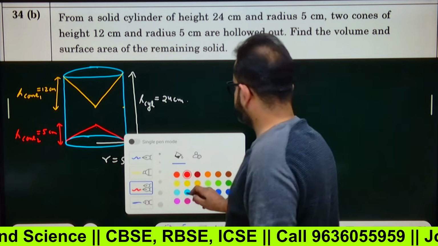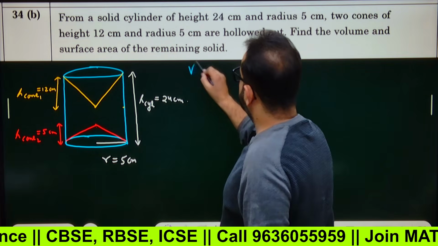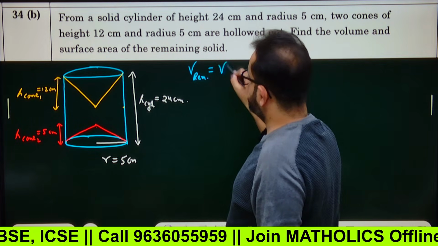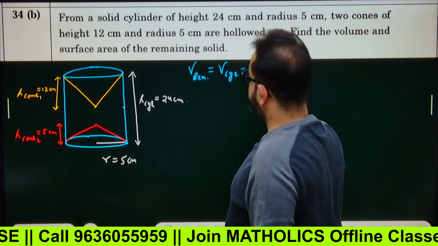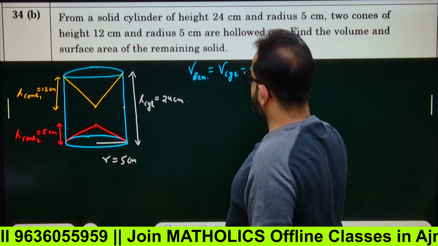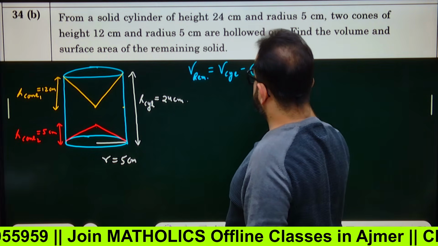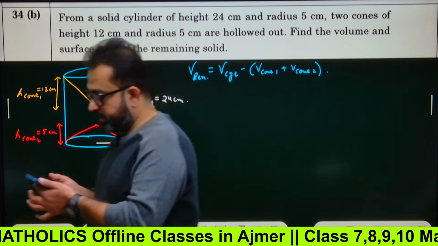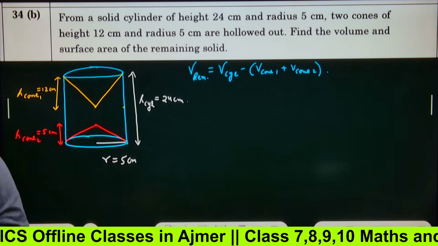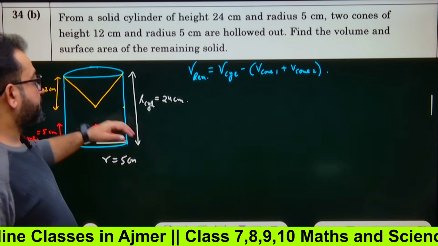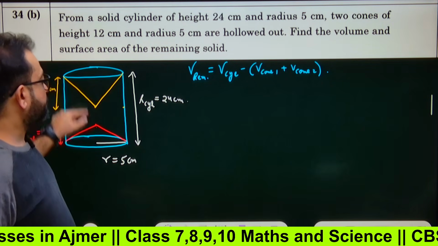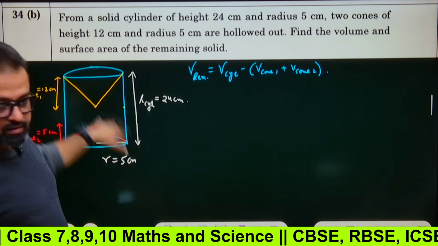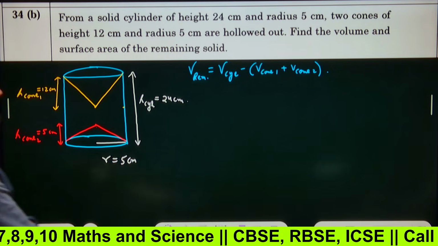We'll write volume of remaining solid equals first the volume of cylinder minus the volume of cone 1 plus volume of cone 2. Yes or no? Tell me in the comments, every one of you. Is this clear to you? You have to add these two cones first and the addition must be subtracted from this cylinder. So you'll get the volume of the remaining solid.